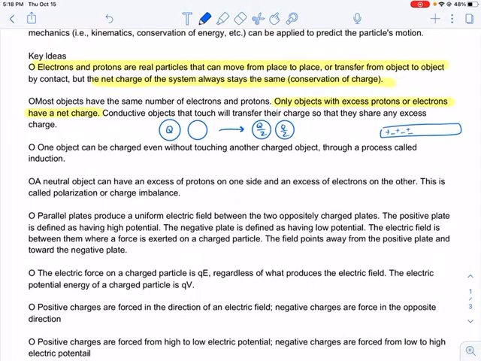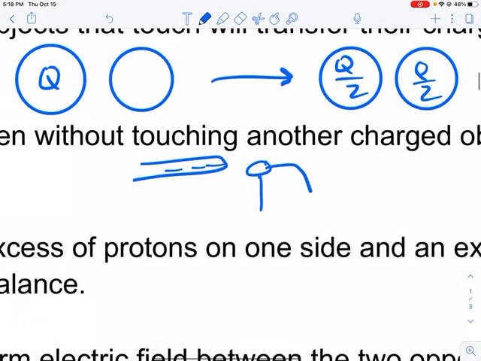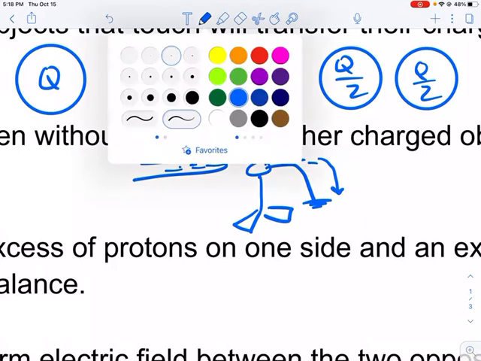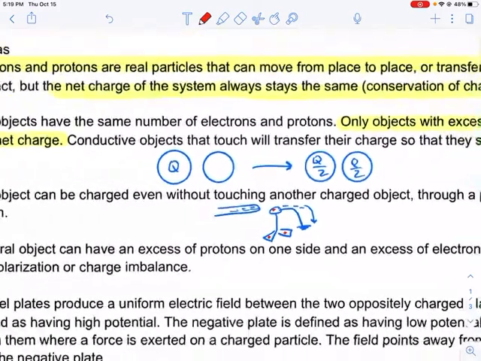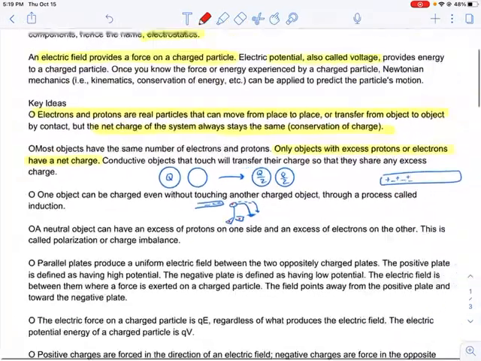One object can be charged without touching another charged object through a process called induction. So in induction, what we did was we had an electroscope. We brought a charged rod near the electroscope. We grounded the scope at the same time, and what happens is the charges in the rod drive the electrons from the scope down to ground. So when the scope, which began as a neutral object, loses its electrons, it's left with a net positive charge. So charging by induction leaves us with a net positive charge.